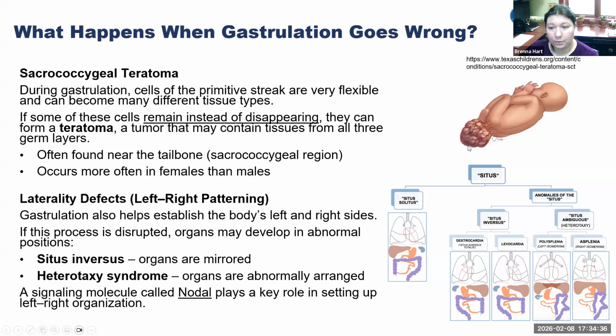And a very common one is this sacrococcygeal teratoma. It's more often found in females rather than males, and it's right here near the tailbone. Usually surgeries can fix that.